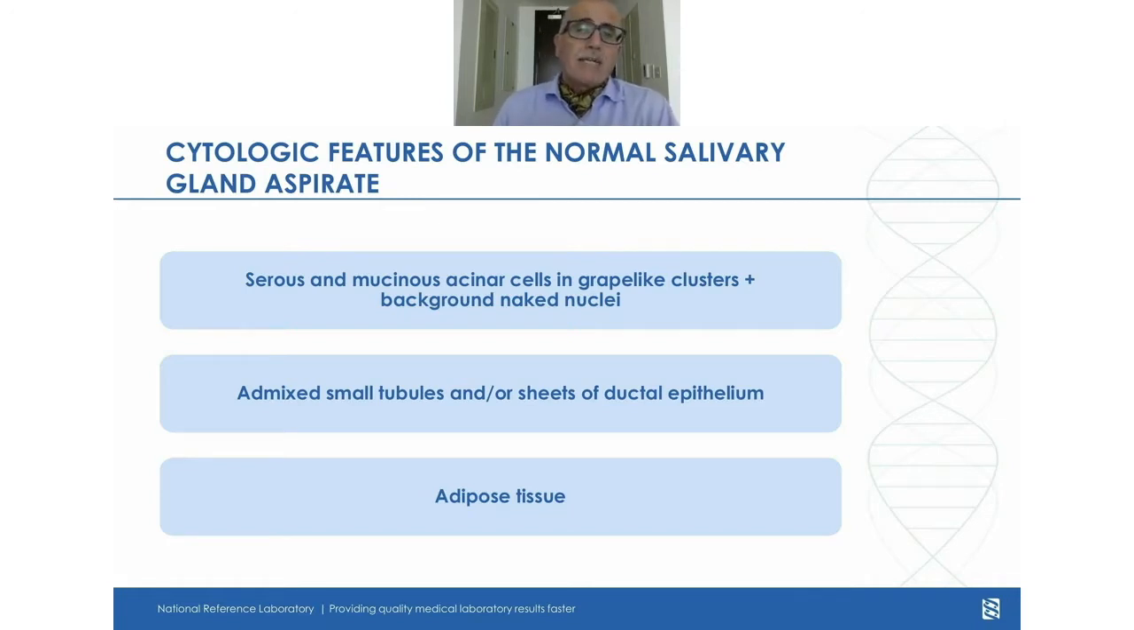Well, we see exactly what we see in histology, that is serous or mucinous acinar cells in gray black clusters with background naked nuclei, because the cytoplasm is very fragile in acinar cells, and then admixed small tubules and sheets of ductal epithelium with eventually adipose tissue.